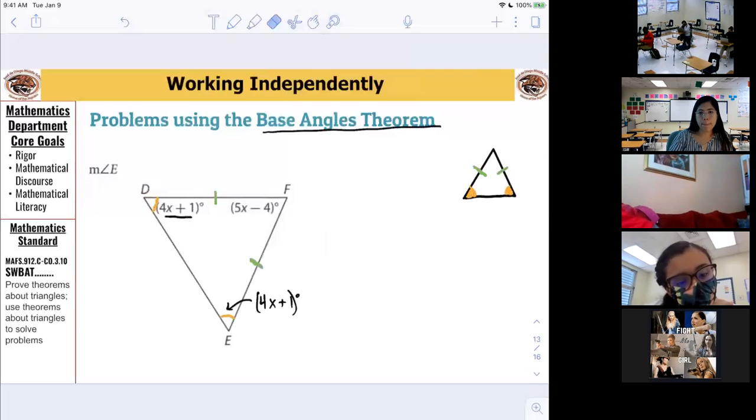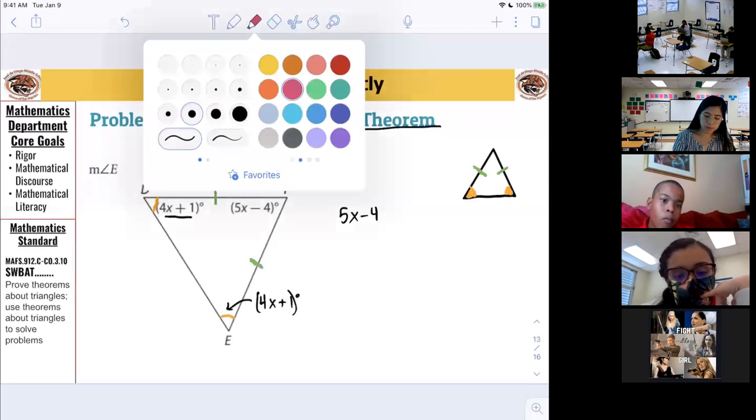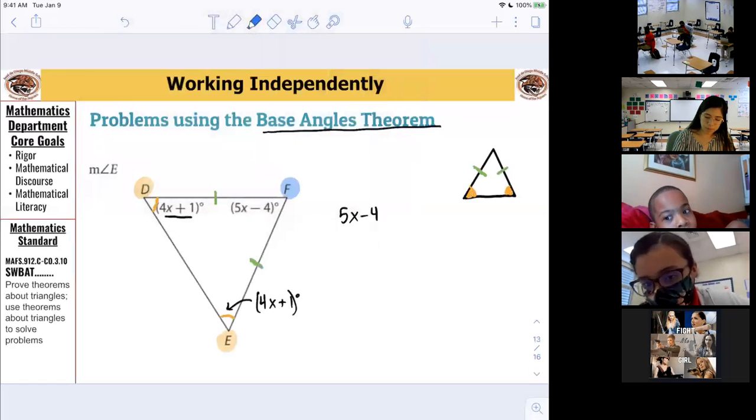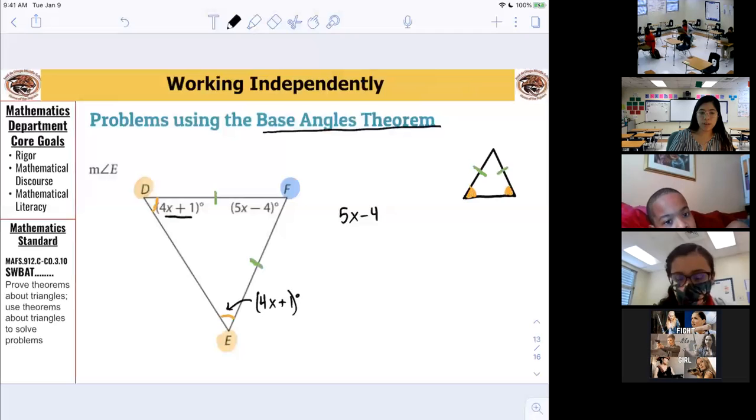What else can I do? Maybe do 5x minus 4 something that equals 180, because all 3 of them together are equal to 180. Oh, there it is. All 3 of them have to equal 180, don't they? So add all of them up. Not necessarily 60, because we don't know that they're all equal to each other. All I know is that all 3 of them have to add up to 180.